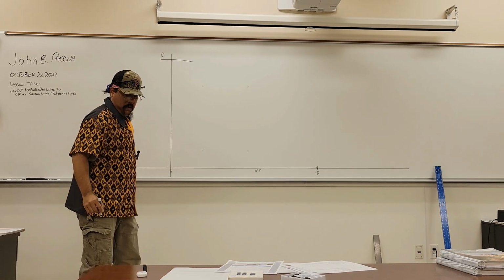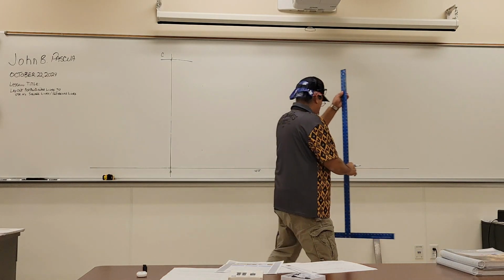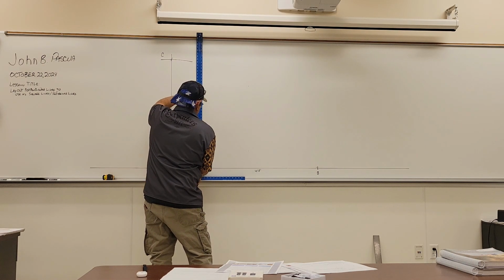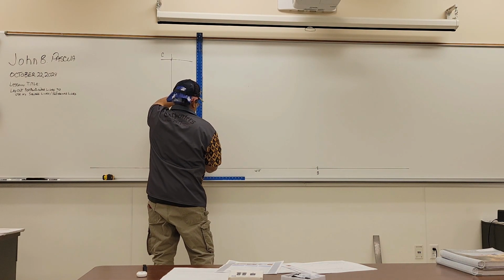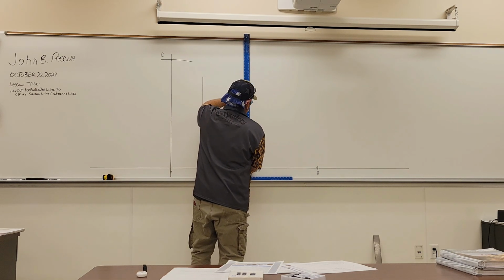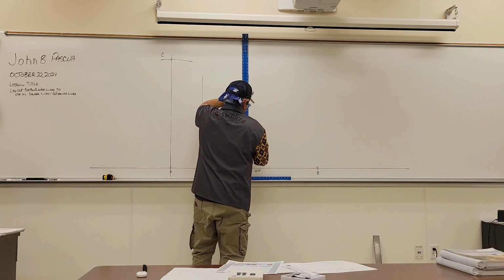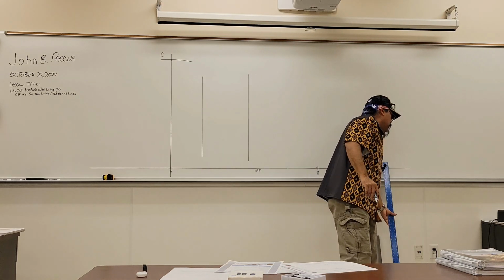Now at this point, I use my T-square to connect those lines. There's one line. Here's the other side. Other side of our soon-to-be square. Now we have our vertical sides of our square.